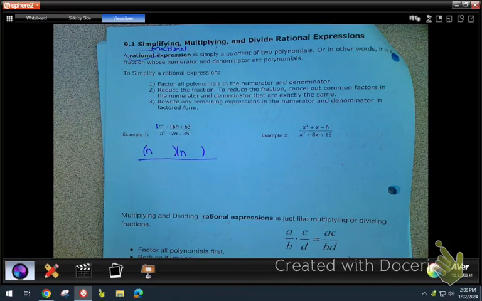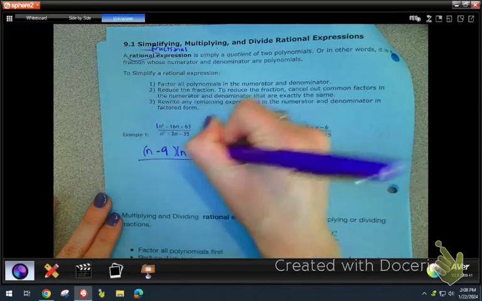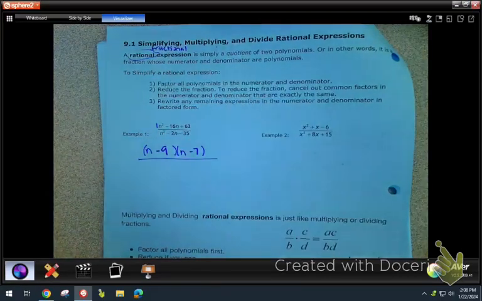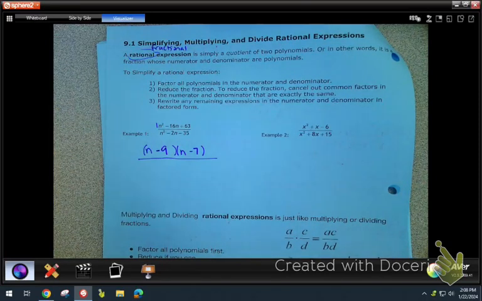9 and something. Anybody got it? What kind of 9 and 7? Negative 9, negative 7. Why can I just slide those numbers in there like that? Because the a value is 1. We love that, okay? Awesome.